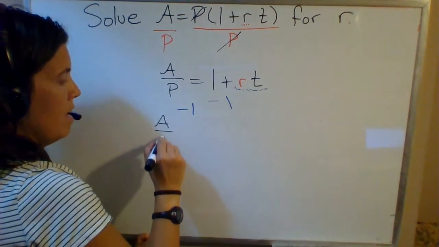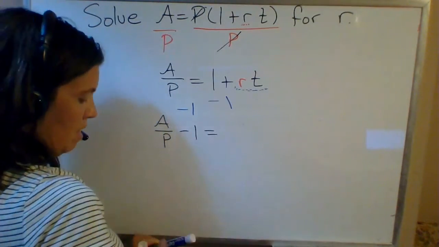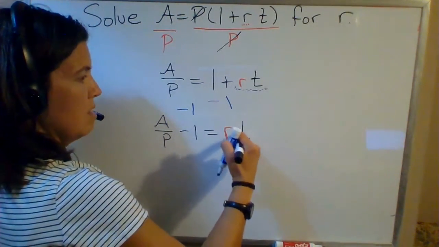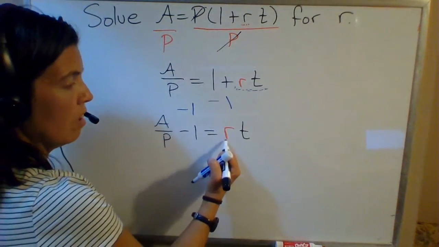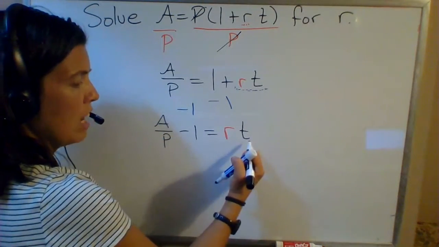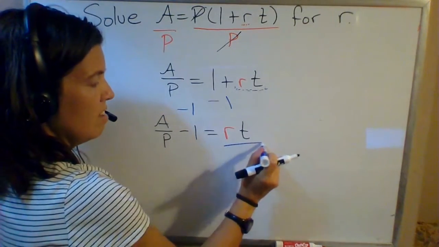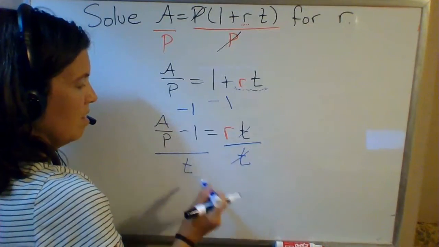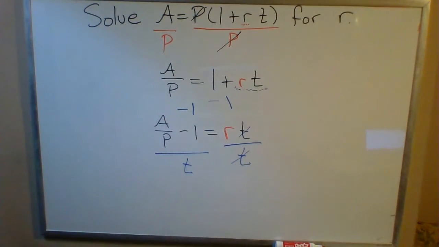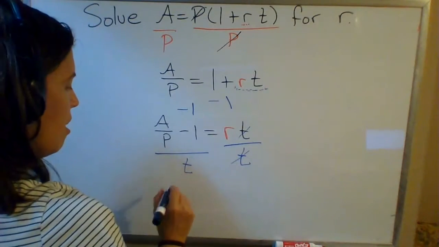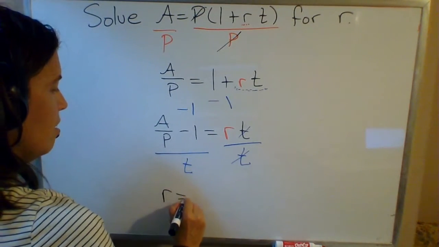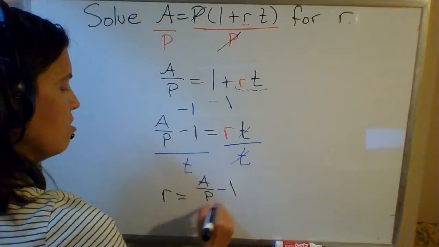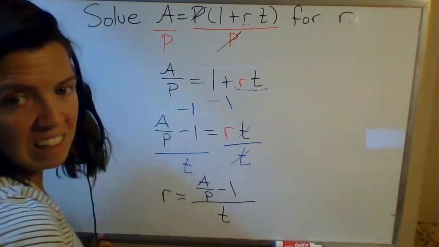So now I have A over P minus 1 equals R times T. And again, the goal is to get R completely by itself. Since this is R times T, then to get that R by itself, I can divide both sides by T. Now this is pretty ugly, actually. At this point, I've got R by itself. R equals, but it's kind of a big mess. A divided by P minus 1, all divided by T.